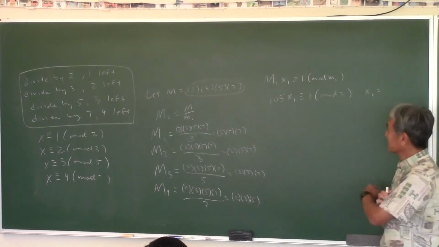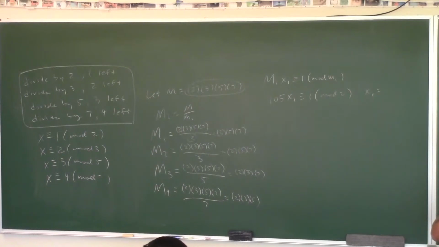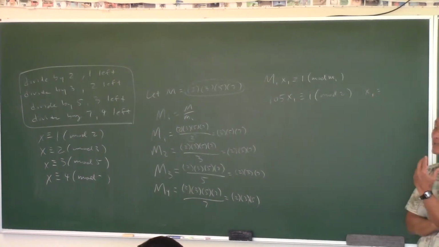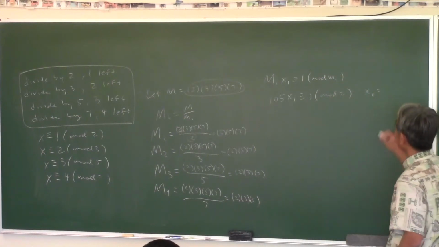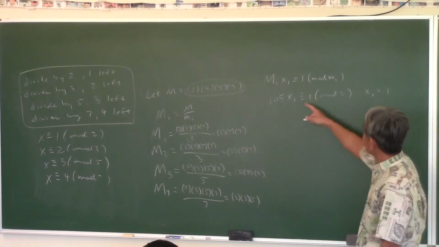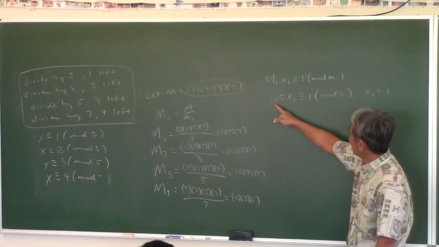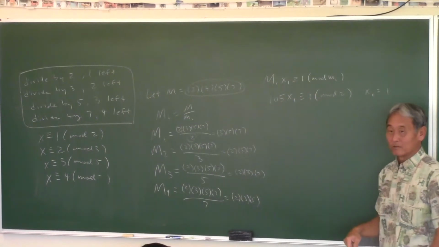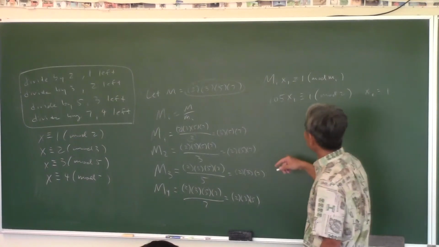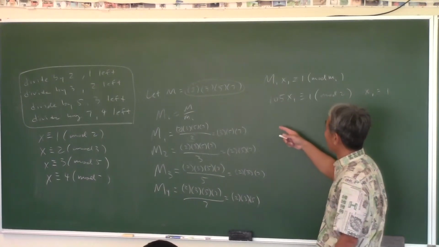What is x sub 1? 1, yeah. You just have to find some x. You don't have to find all of them, just find one. Everybody see 1 works? Because if you plug in 1 there, that means 105 minus 1 is divisible by 2. Okay, so now what happens when you plug in 2 for i?